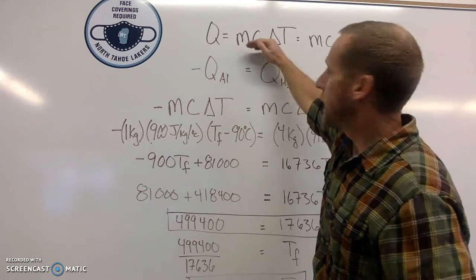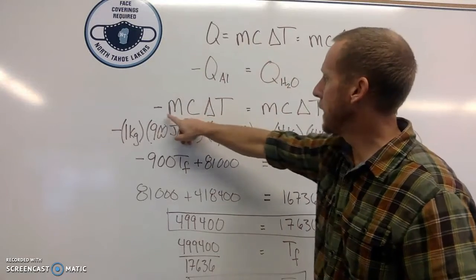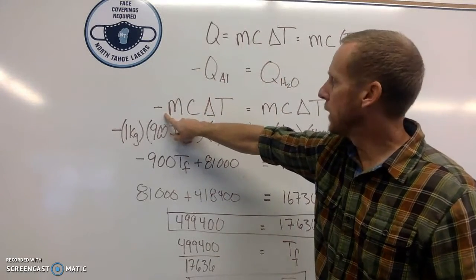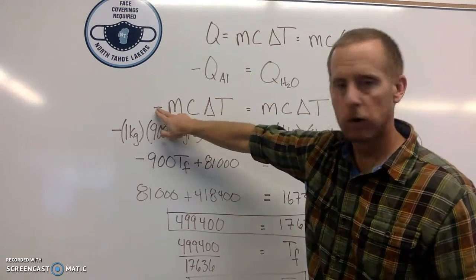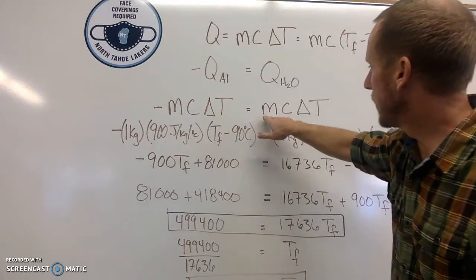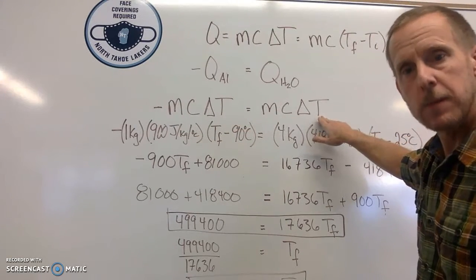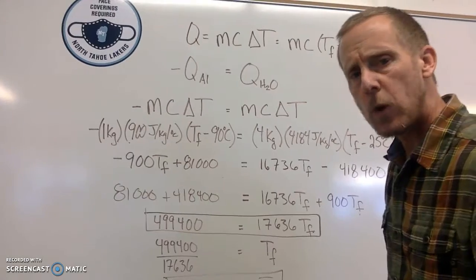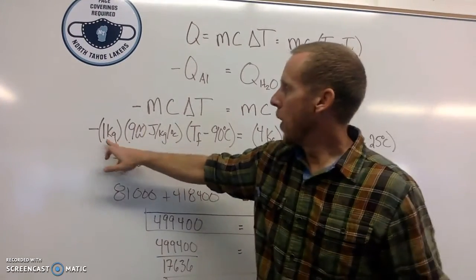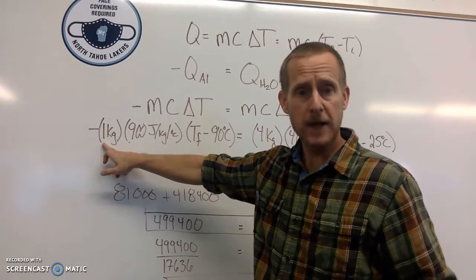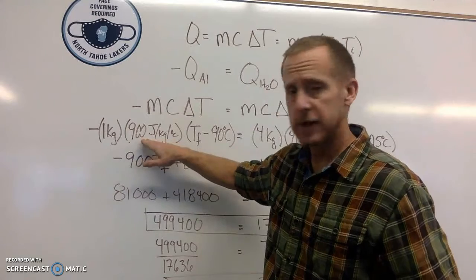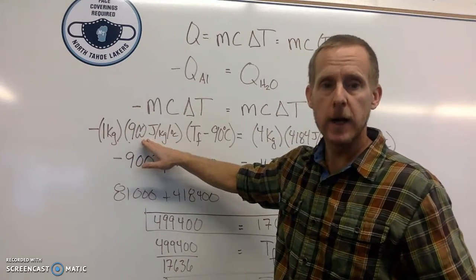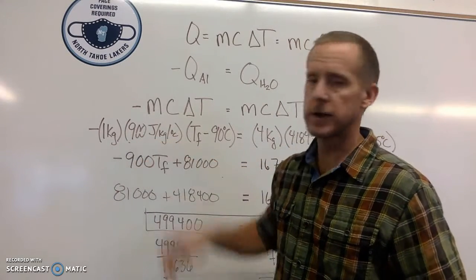So we just take our expression for Q and we expand it out. So this will be what I'm thinking about for the aluminum, and it'll be negative. And this will be what I'm thinking about for the water, and it's going to be positive. So what do we know from the problem? We know that we're dealing with a 1 kilogram mass of aluminum. The specific heat capacity for aluminum is 900 joules per kilogram per degree Celsius.